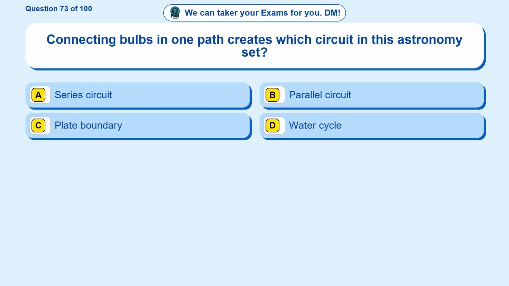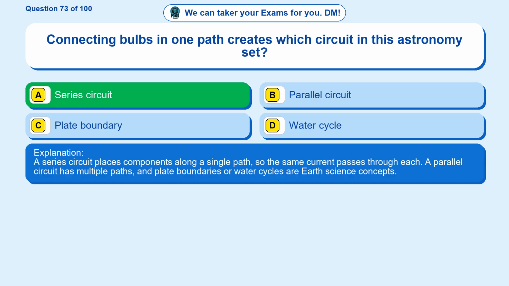Question 73. Connecting bulbs in one path creates which circuit in this astronomy set? Option A, series circuit. Option B, parallel circuit. Option C, plate boundary. Option D, water cycle. The correct answer is option A. Series circuit. A series circuit places components along a single path, so the same current passes through each. A parallel circuit has multiple paths, and plate boundaries or water cycles are earth science concepts.